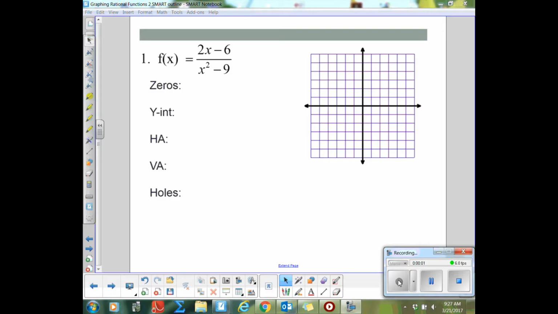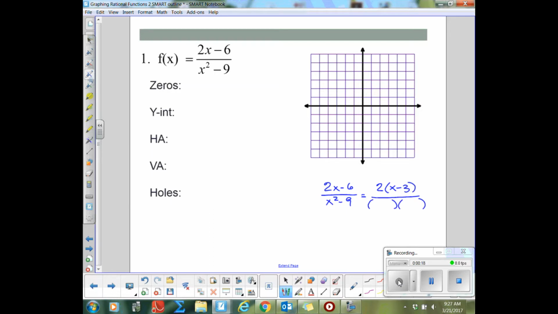For a rational function, always factor and simplify if possible. This numerator has a GCF, and the denominator is a difference of 2 squares. There are 2 factors in the denominator, which means this rational function has 2 excluded values. One of them is a vertical asymptote, the other is a hole in the graph.